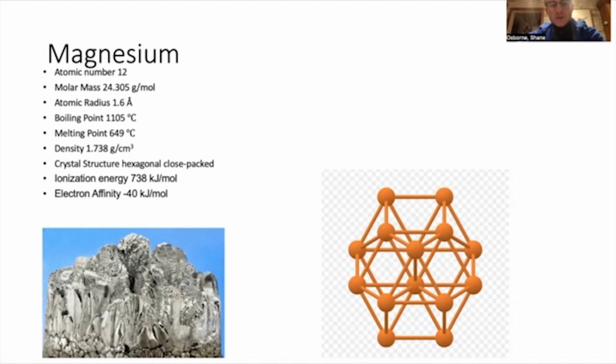The crystal structure of magnesium is hexagonal close packed, which is shown in this orange image on the right. It has an ionization energy of 738 kilojoules per mole, an electron affinity of negative 40 kilojoules per mole. And once magnesium is in its elemental form, it is silvery and shiny like this.